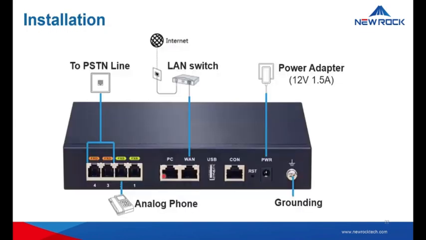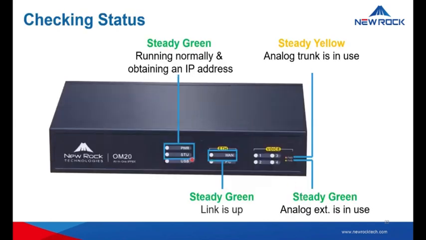So let's proceed with the installation. As mentioned before, FXO connects to the PSTN line, FXS to the analog phone, and one port connects to the switch. Then use the power adapter that we supplied and connect it to the grounding terminals. After you turn on, make sure the power and status LEDs are steady green, which indicates they're running normally and obtaining an IP address. If it's steady green for one, the link is up. The indicator for an analog trunk in use is steady yellow, and for an analog extension it's steady green.